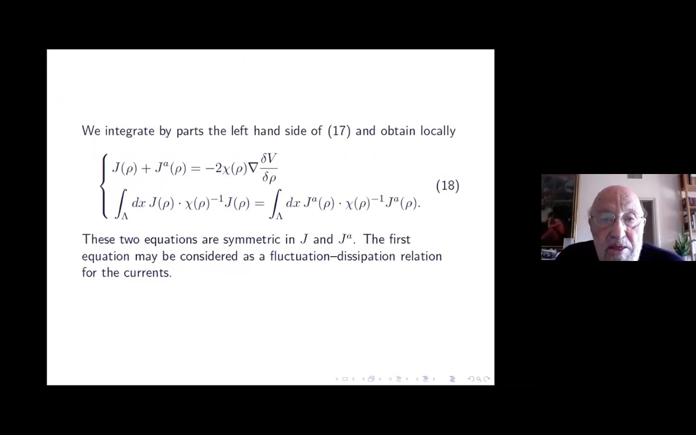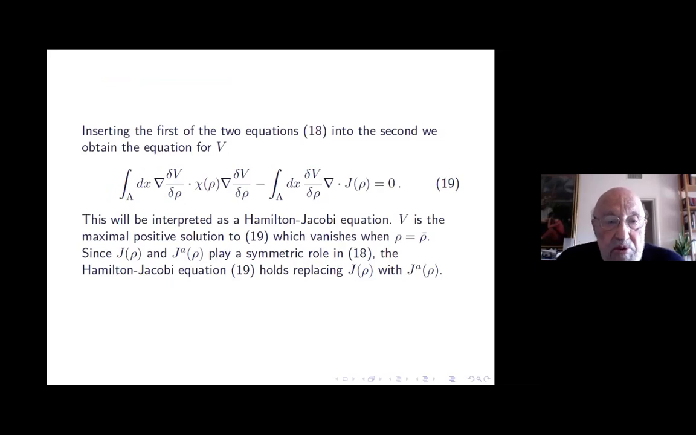So I skipped some slides. There is an equation that you can derive from the above macroscopic balance equation, which holds both in equilibrium and non-equilibrium. You can derive in a very simple way an equation for this non-equilibrium free energy, which in some cases you can solve explicitly. And the solution in which you are interested is the maximal positive solution, which vanishes on the stationary state.